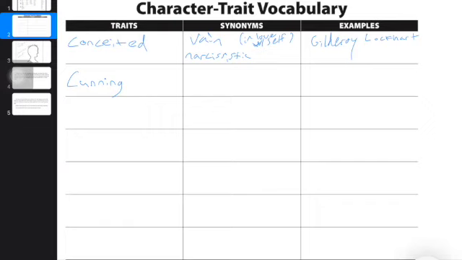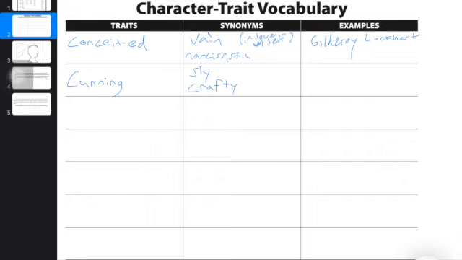Well, you ever heard of the word sly or crafty? It's someone that can achieve a goal by kind of lying their way there. They're cunning. If I'm a cunning villain, I can lie and cheat my way to the top.